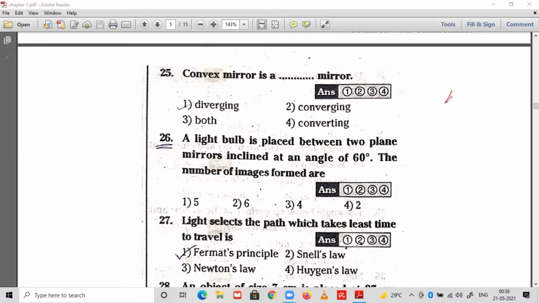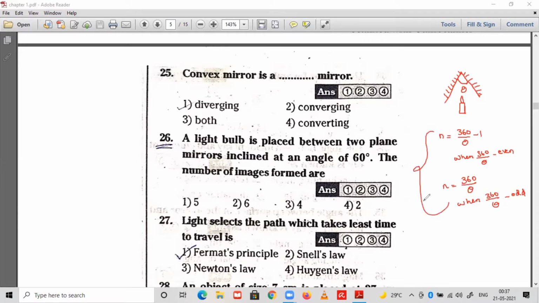Here we need to remember one formula, children. When two plane mirrors are adjusted by making some angle theta and we place one object in front of the plane mirrors, then the number of images formed by the plane mirrors is n equals 360 by theta minus 1 when 360 by theta is even, and n is equal to 360 by theta when 360 by theta is odd. We need to remember this formula.